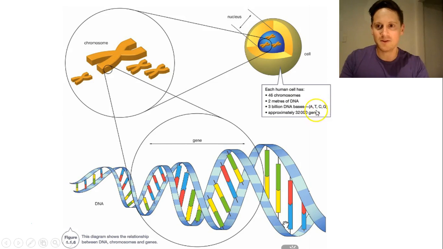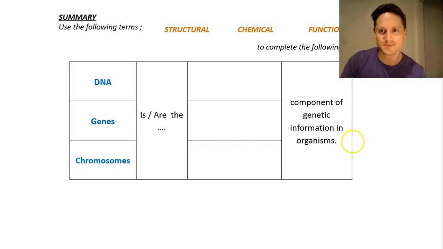So 3 billion of those letters, and each of those letters in a specific order make up genes, and that makes up our differences. That's why we're all so unique, because there's so many bases. Approximately 32,000 genes, which is pretty cool as well. So all those genes account for our differences.